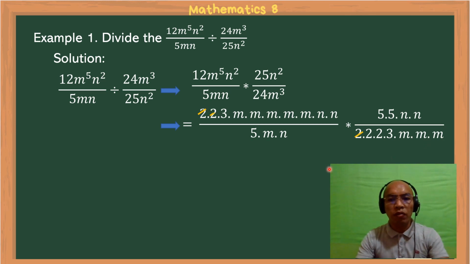Then cancel out the common factors. 3, 3, m, m. It can be m here. Also another m there. M, then m, another m.